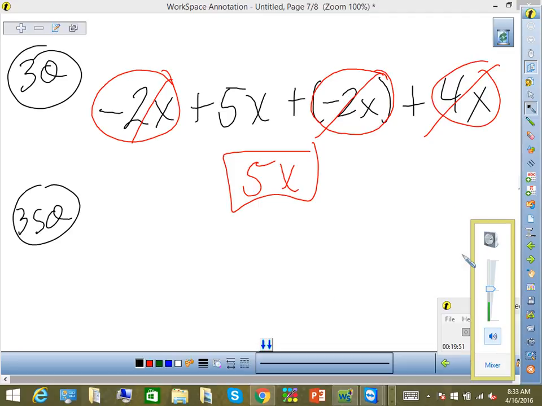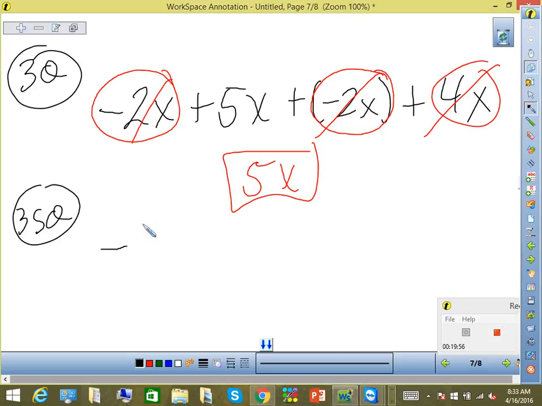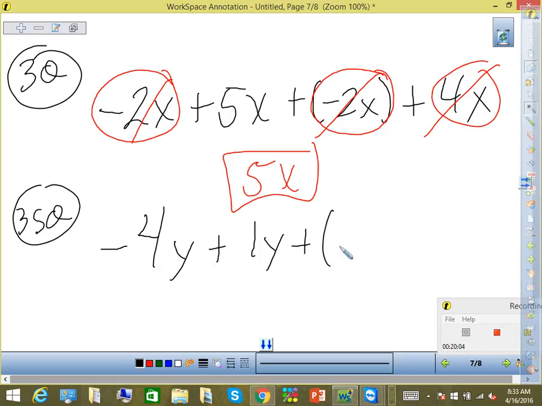Anyways, here we go. -4y plus 1y plus negative 2y plus 5y.